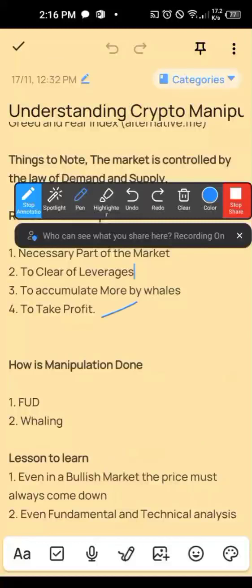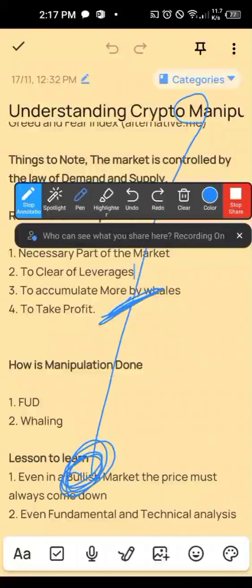Then the last part: one reason why the market is manipulated is to take profit. So imagine you bought 500 Bitcoin when Bitcoin was like $10. Now Bitcoin is at $60,000. So your money has increased, but your money cannot just stay in Bitcoin. Let's say you want to do a project, you want to build a house or something. So you necessarily need to convert your money back to Naira. So out of the 500 Bitcoin you bought, you decide to sell 250 Bitcoin.